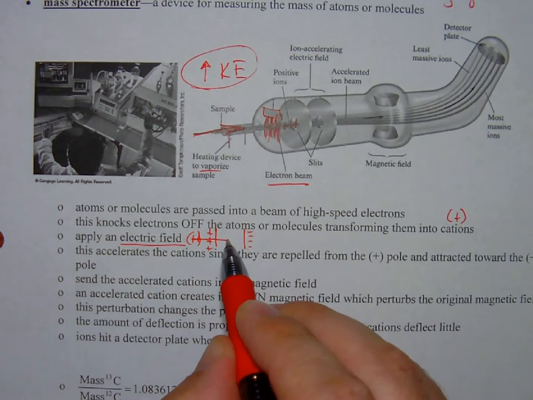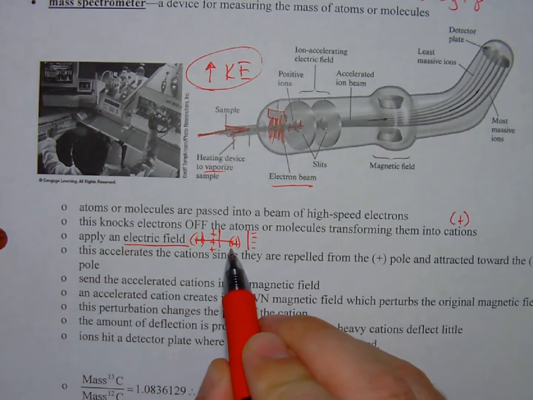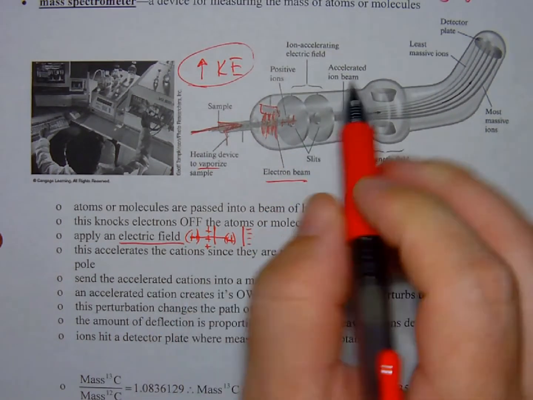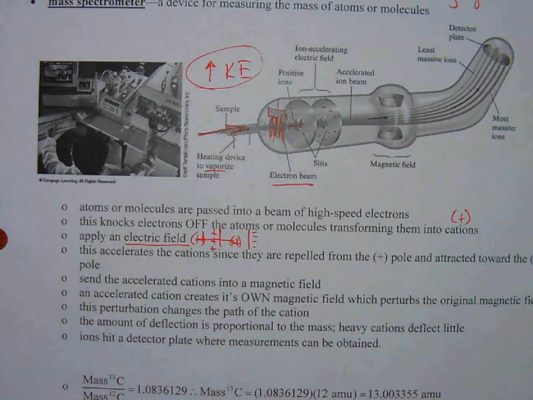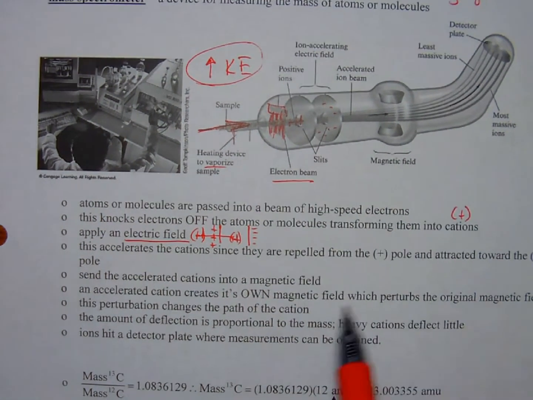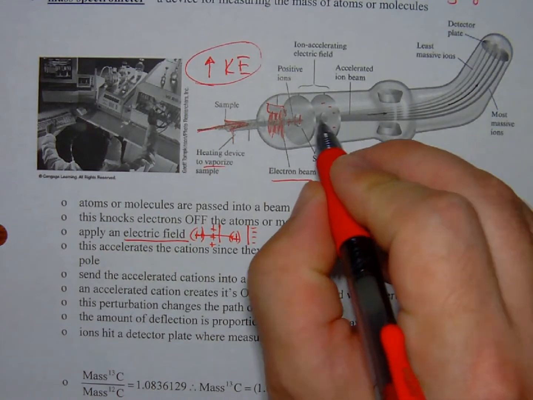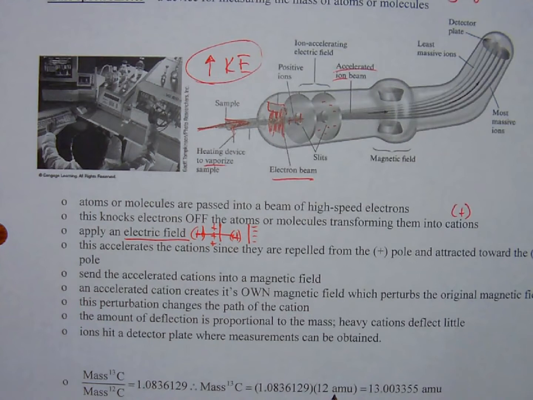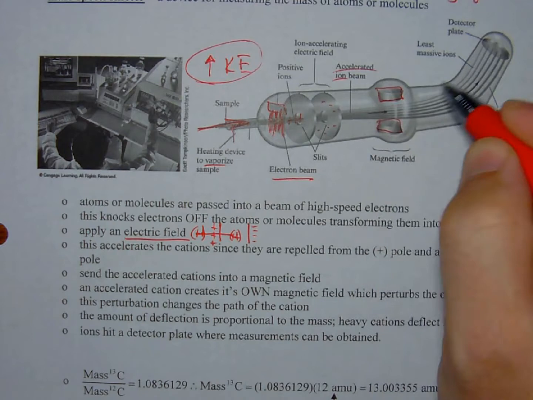Now, as they enter the field, guess which plate they're going to be attracted to? That's right. Opposites attract. They're going to be attracted to this plate right here, full of the negatives. Zoom. And that's going to accelerate the ions. It's going to accelerate these cations this way. So as they go through this plate, they have been accelerated. This is the accelerated ion beam. And then those accelerated cations enter a magnetic field, which is emitted from these two plates.